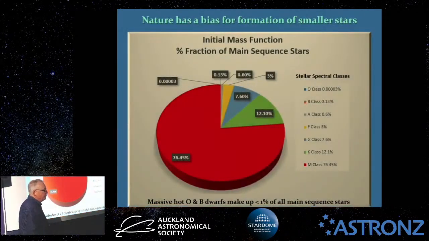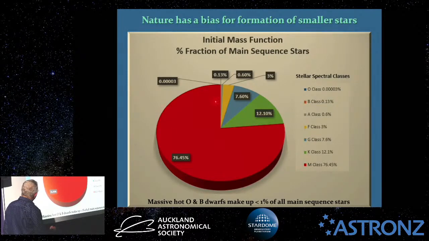So that's a little bit about spectra, how they classify stars. And that's relevant for this slide here. Nature has a bias for formation of smaller stars. There's far more small stars than there are large stars. And look, here's the M class, these are the smallest and dimmest.